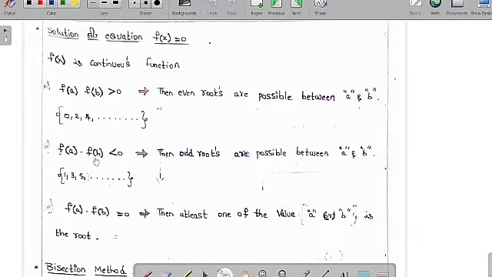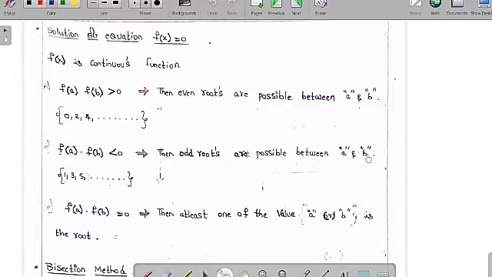Suppose f of a into f of b is less than 0. It means if f of a is positive, then definitely f of b must be negative. Similarly, if f of a is negative, then definitely f of b must be positive. Or we can say if one is positive, then the other has to be negative; only then their product is less than 0. Then definitely we are going to say that odd roots are possible between a and b.